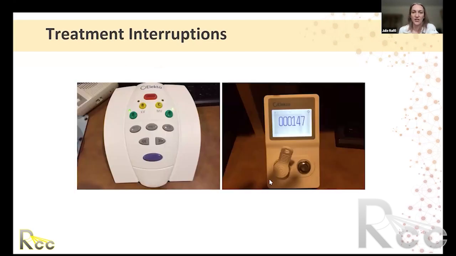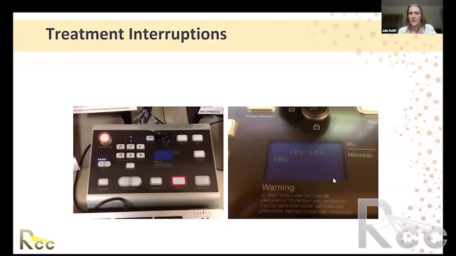So this is just a picture showing a backup MU counter. LINACs are designed so that even if they lose power during treatment, they should display how many monitor units were delivered for the last treatment field. So you want to know where to look to find this information in case you have a treatment interruption or loss of power. This is an example for an Elekta machine. Here's also an example for a Varian TrueBeam machine. So knowing where to look on your machine to find that number of monitor units is important.